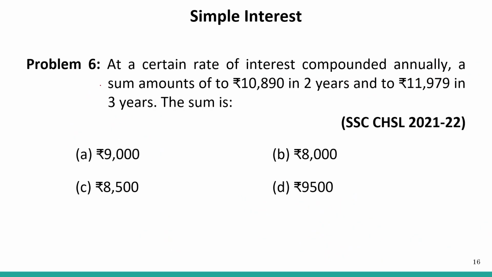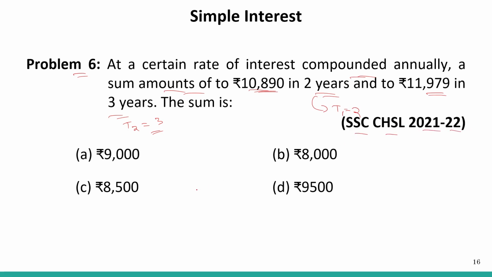So let's see problem number 6. At a certain rate of interest compounded annually, a sum amounts to 10,890 in 2 years, so T is equal to 2, and this much in 3 years. So this will be T2 and this will be T1. T1 is equal to 2 and T2 is equal to 3, right? So the sum is what? Is it 9,000, 8,000, 8,500 or 9,500? We'll see which among these 4 is correct. This question appeared in the SSC CHSL 2021-2022 paper.